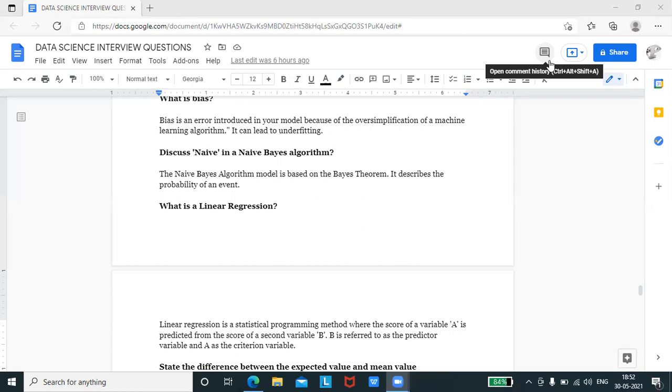So naive Bayes classifiers are a family of simple probabilistic classifiers based on applying Bayes' theorem with strong independence assumptions between the features. They are among the simplest Bayesian network models, but coupled with kernel density estimation, they can achieve higher accuracy levels.